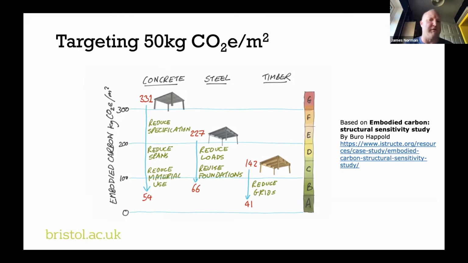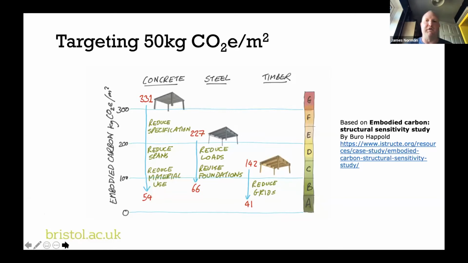Well, there are actually lots of strategies we can start to think about. One of the things they did in that Bureau Happold study is they looked at three different materials: concrete, steel, and timber. They looked at things like reducing specification, reducing spans, reducing material use, reducing loads, revising foundations, and making grids smaller. What we discover is that for all three materials, if we really work hard, and you need a lot of opportunity here as well, we can get below 100 kilograms of CO2 equivalent per meter squared. And that is big news.